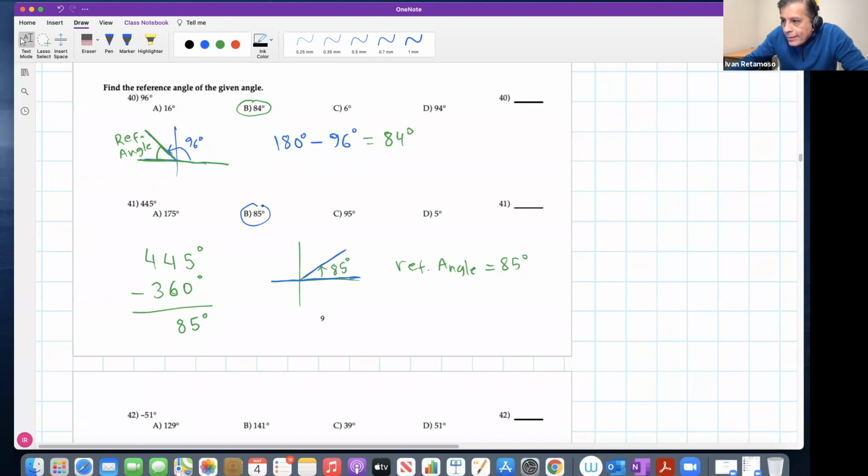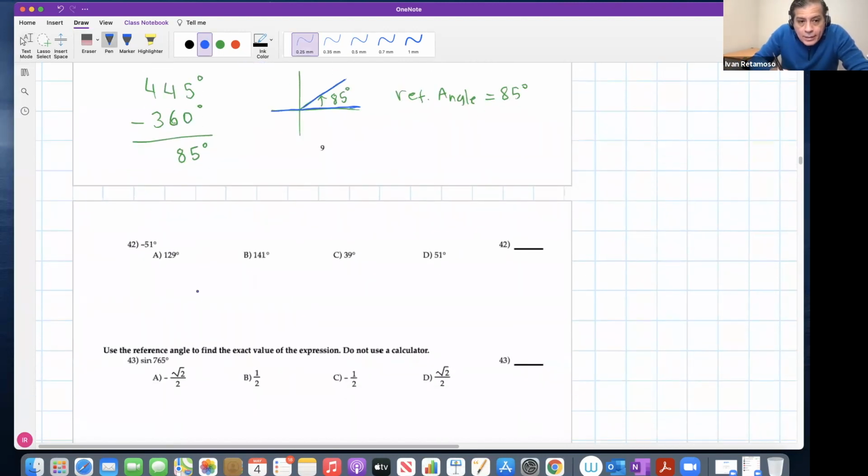41. Very good. Maybe here it's a little bit tricky. For negative angles, I would advise you to draw the angle. This angle, negative 51 degrees, is formed by rotating clockwise 51 degrees this way. This is negative 51 degrees. Then here apply the definition. The definition of the reference angle is this.